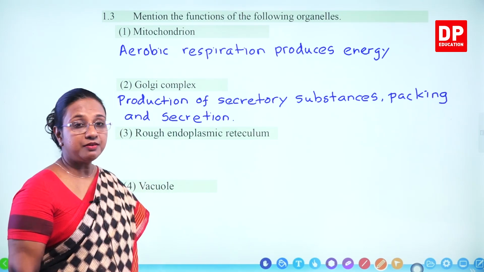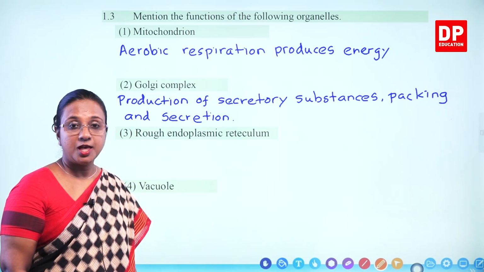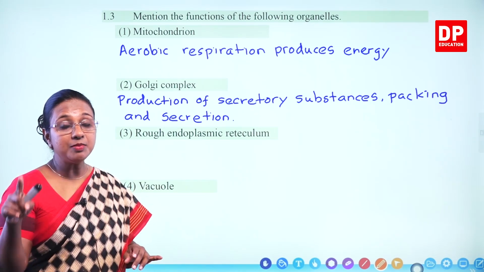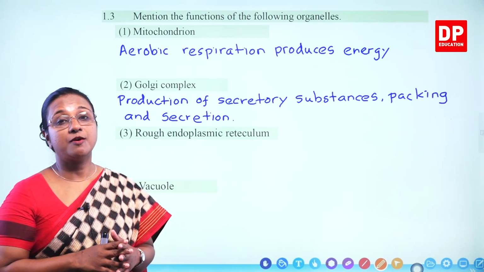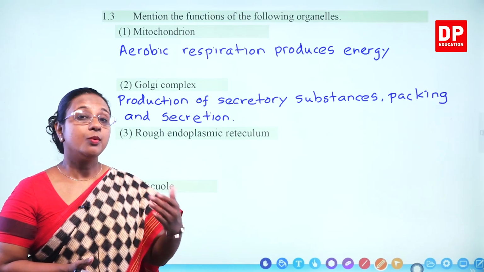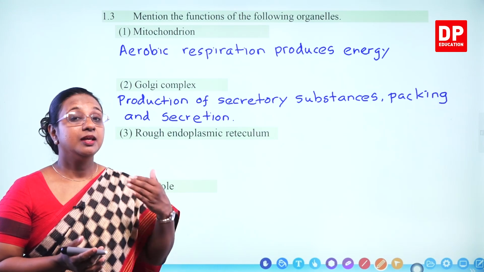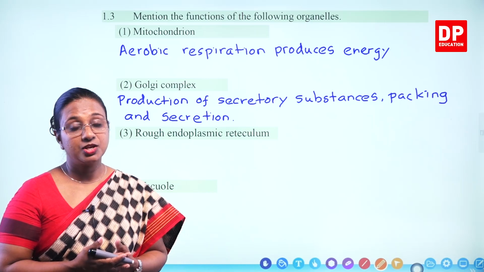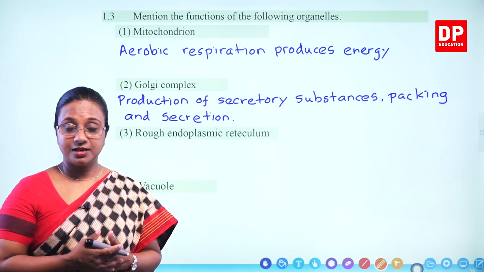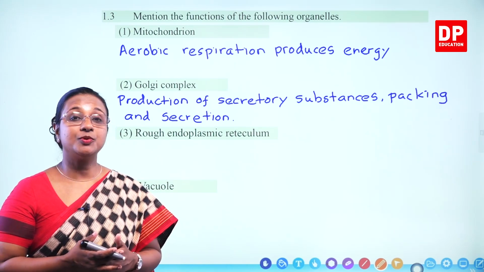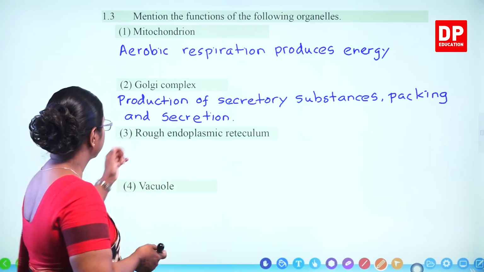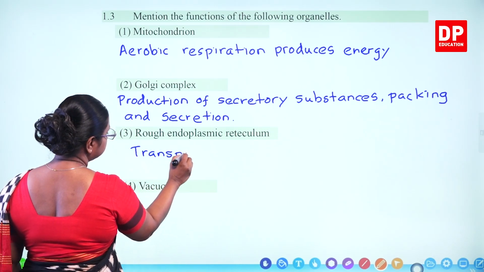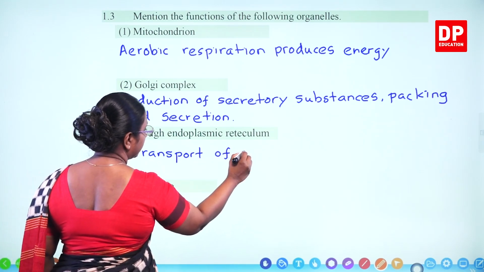Then we have rough endoplasmic reticulum. Why do we call it rough endoplasmic reticulum? Because there are ribosomes on the membrane of the endoplasmic reticulum. What does the ribosome do? They produce protein, or they do protein synthesis. So, what does the rough endoplasmic reticulum do? It transports the protein. So, rough endoplasmic reticulum, transport of protein.